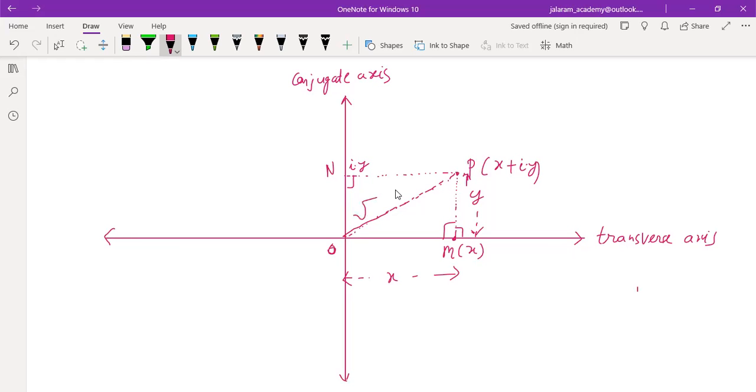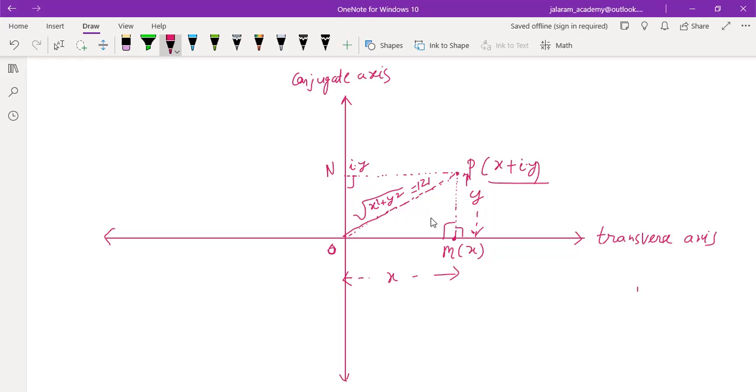So the distance OP will be the square root of x squared plus y squared using the Pythagoras theorem. Now, do we know the meaning of this square root of x squared plus y squared? If x plus iy is the complex number, is it not the modulus of z? Yes, sir. So this is the geometrical meaning of modulus, which we were using to directly find the modulus of z. Modulus of z means OP.